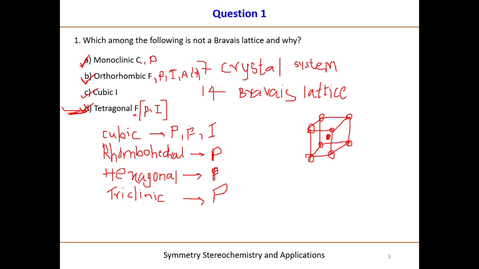Now, in case of the cubic lattice, we have primitive, face-centered and body-centered Bravais lattices present. In case of the tetragonal, we don't have the face-centered lattice. Instead of that, we have primitive and body-centered lattices. Why don't we have the face-centered tetragonal lattice? Because a tetragonal crystal system has a defining symmetry of a single four-fold rotation axis, and a face-centered tetragonal lattice does have this symmetry, so it must belong to the body-centered tetragonal, and there is no face-centered Bravais lattice in the tetragonal system.